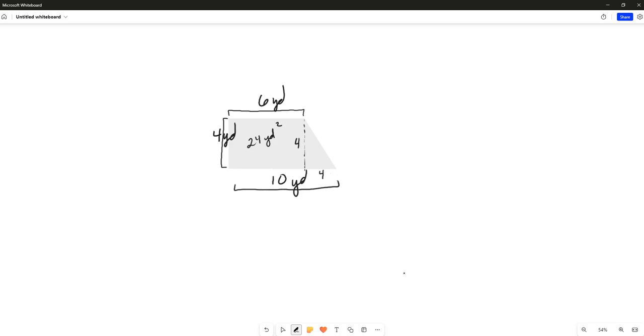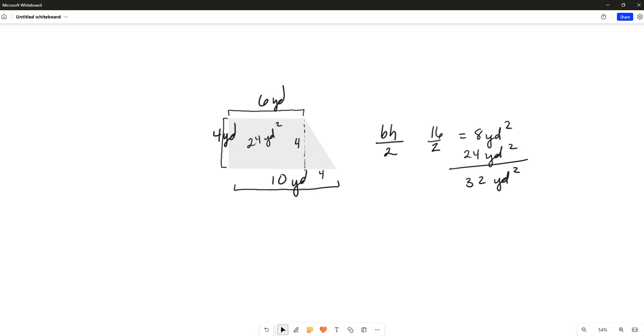So the way that we would figure this out is base times height divided by 2. So that's going to be 16 divided by 2, which equals 8 yards squared. And then we know that our rectangle is 24 yards squared. So we add those together. So this is 32 yards squared.